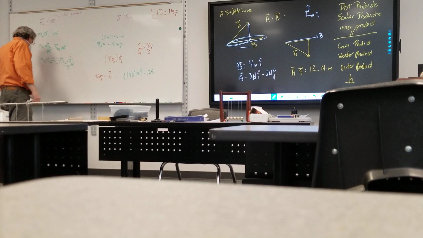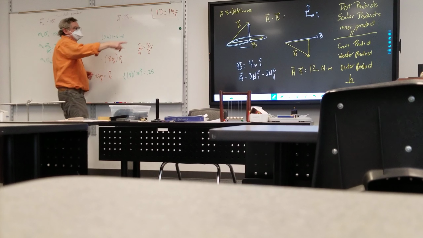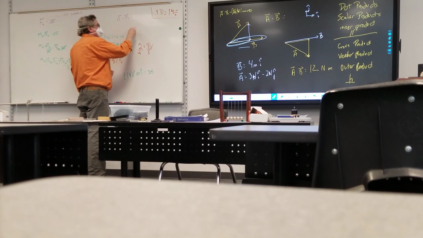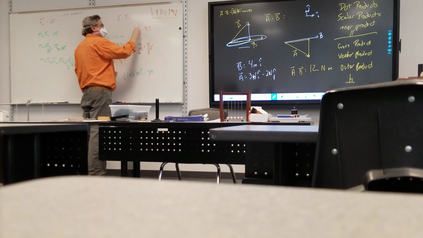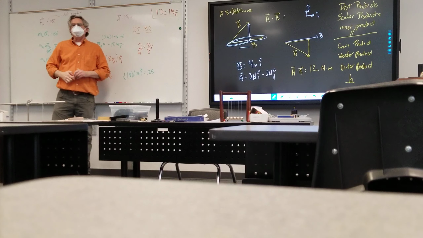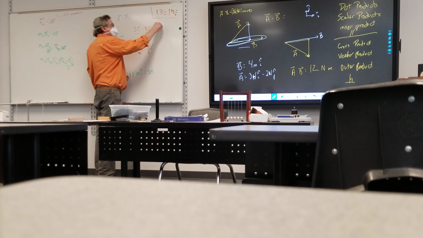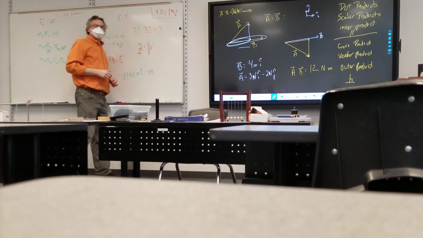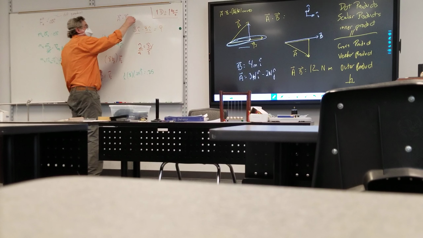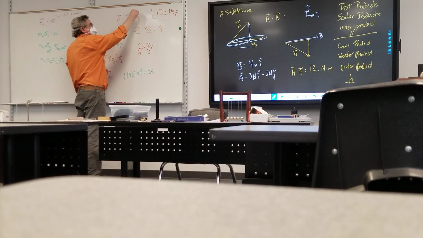Or if you want something more specific, if I had 3 i-hat dot 3 i-hat, so any vector times itself, what do I get? 3 i-hat squared. Or would it just be 9? Just 9. So any vector dot product with itself is just whatever the magnitude of the vector is squared.